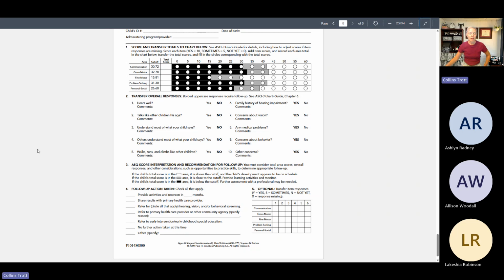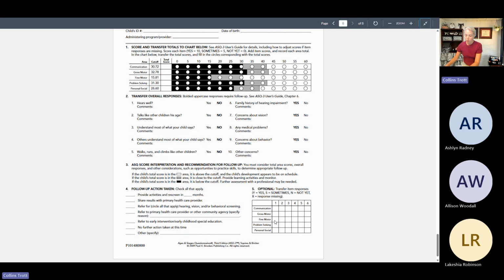Okay. So in our number 2 section, we should have yes, no. The comment is doesn't talk much. Yes, yes, yes. No, no, no. Yes, yes. And down here, I should have in my communication going across my row, Y, Y, S, S, N, N, S, Y, S, Y, Y, Y.